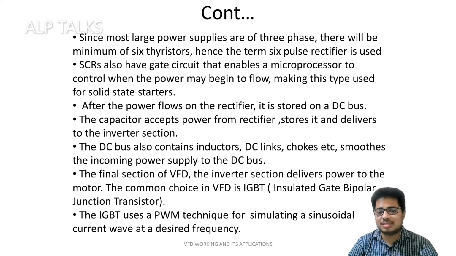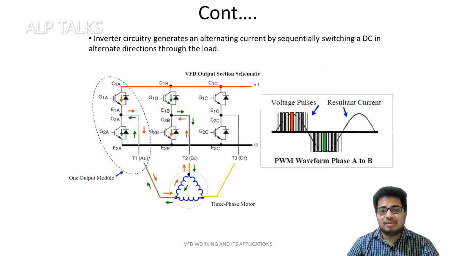The final section of the VFD, the inverter section, delivers power to the motor. The common choice in a VFD is the IGBT, the insulated gate bipolar transistor. The IGBT uses the PWM technique for simulating a sinusoidal current wave at a desired frequency. The inverter circuit generates an alternating current by sequentially switching DC in alternate directions through the load.